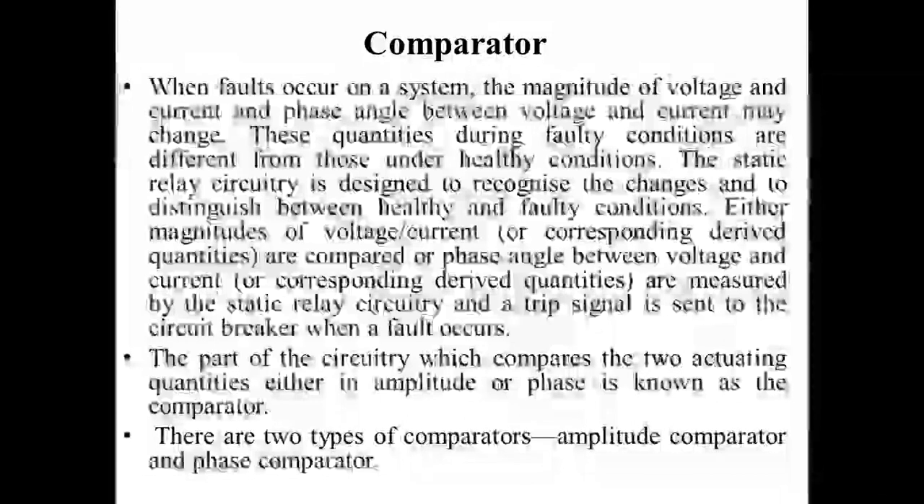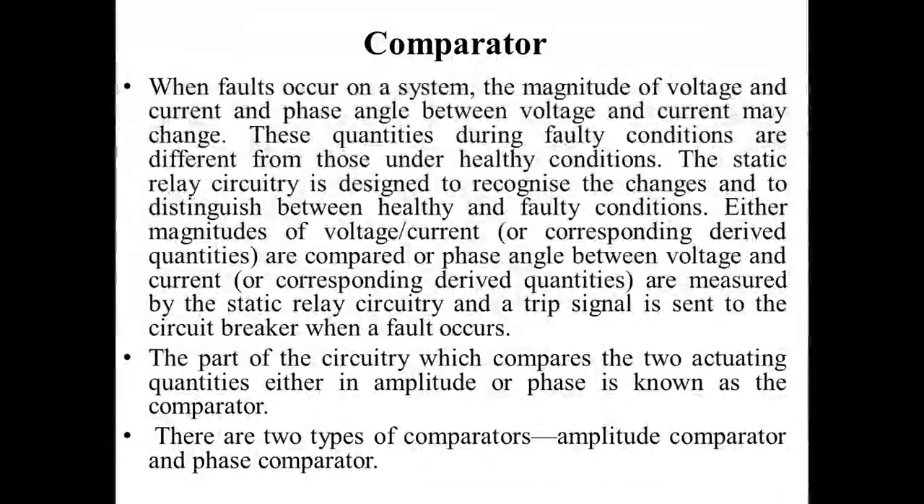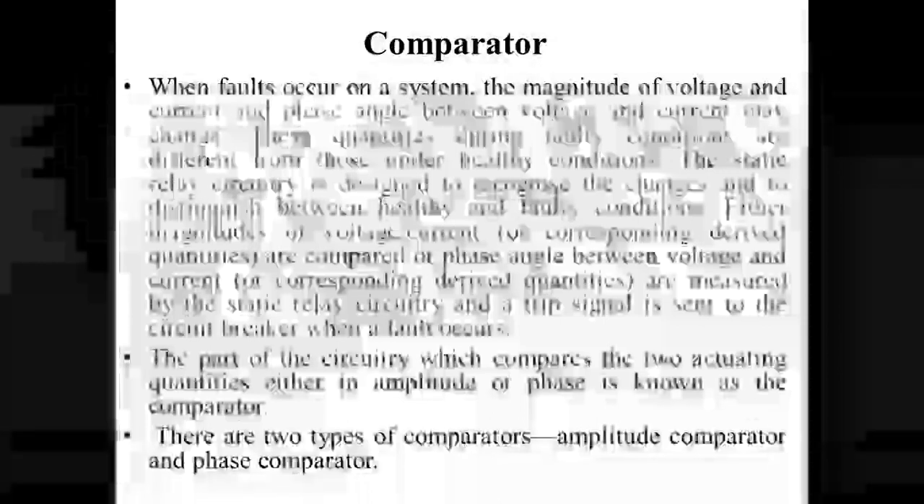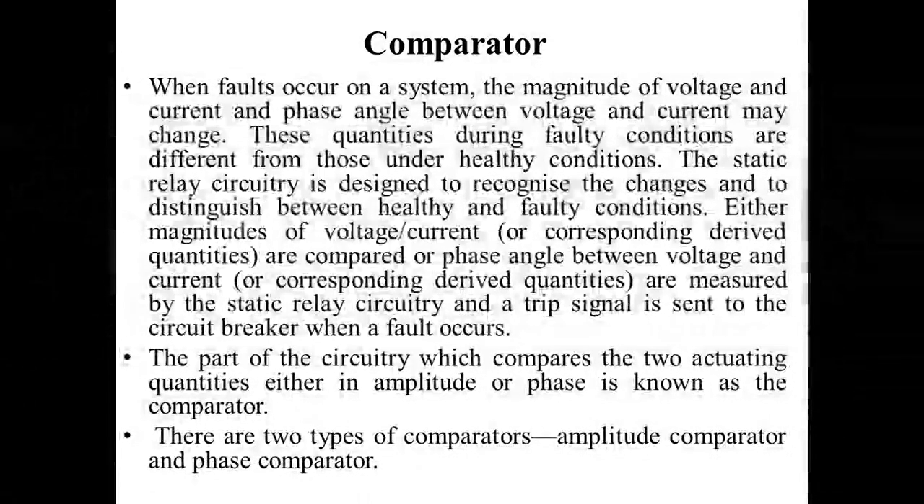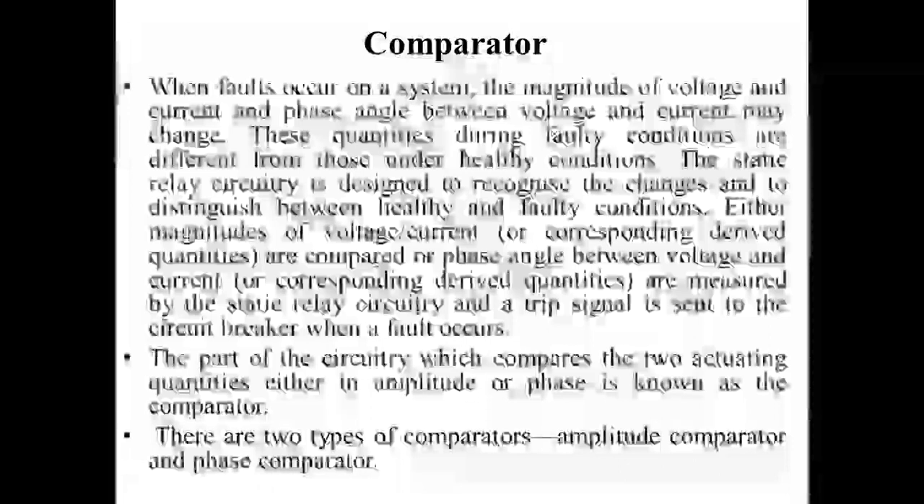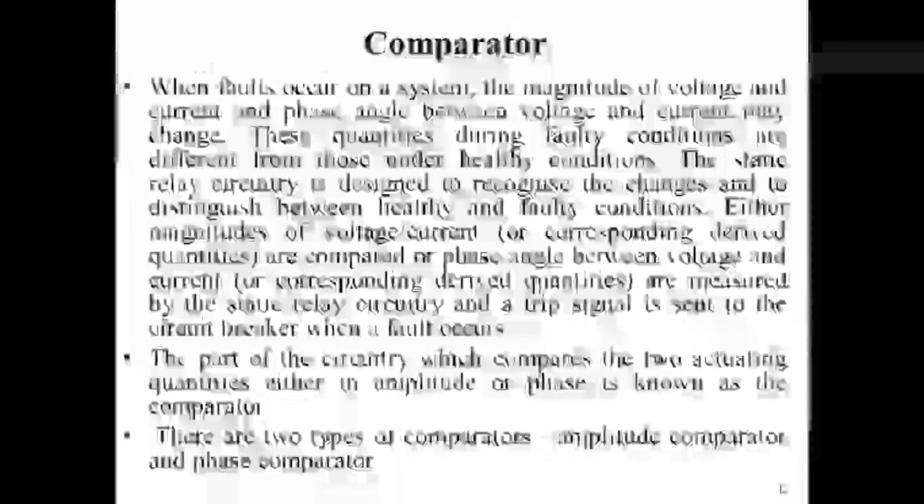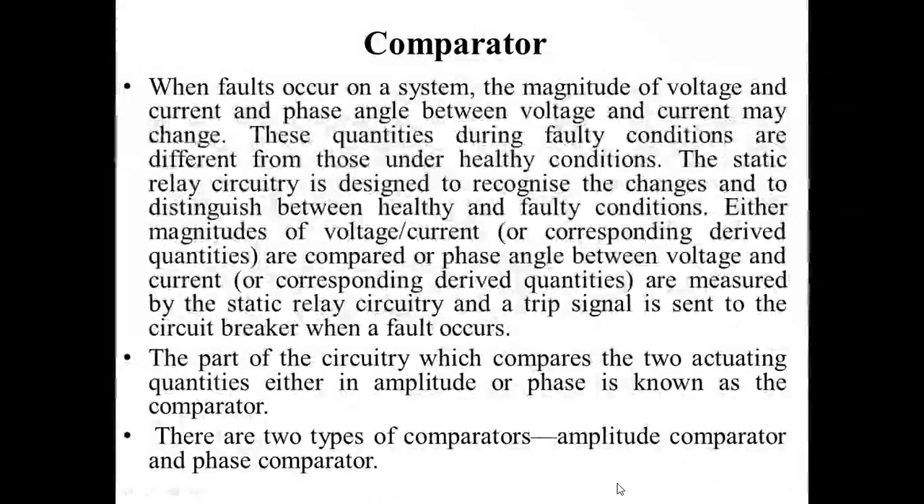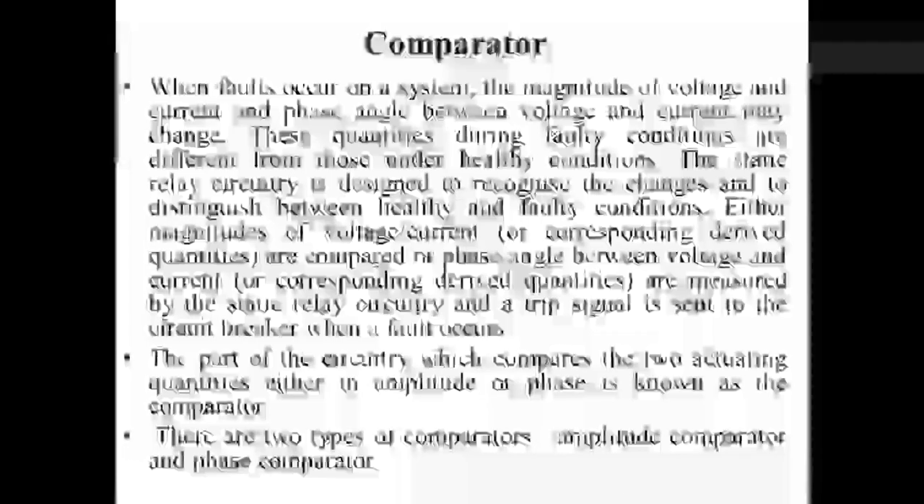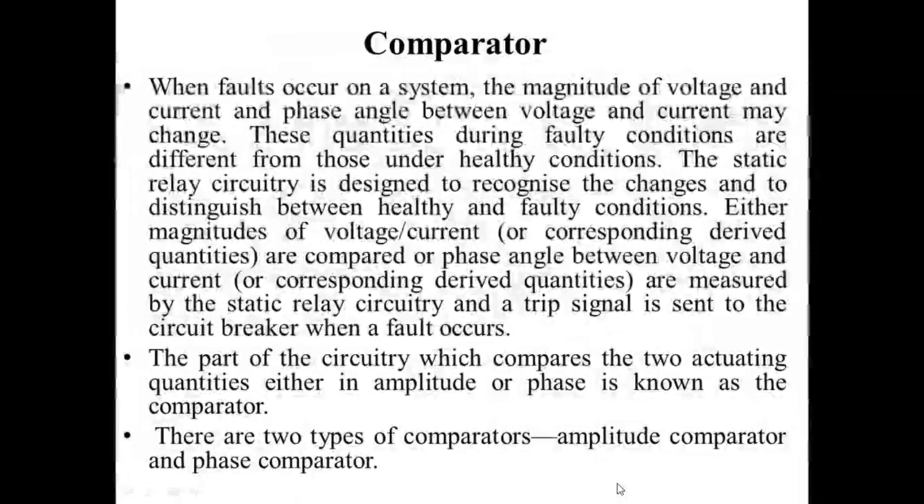A static relay circuitry is designed to recognize the changes and to distinguish between healthy and faulty conditions. Either the magnitude of voltage or current or corresponding derived quantities are compared, or the phase angle between voltage and current and their corresponding derived quantities are measured by a static relay circuitry, and a trip signal is sent to the circuit breaker when a fault occurs.